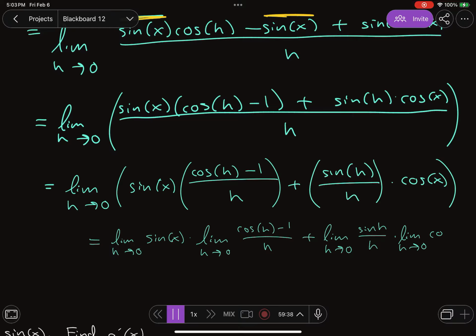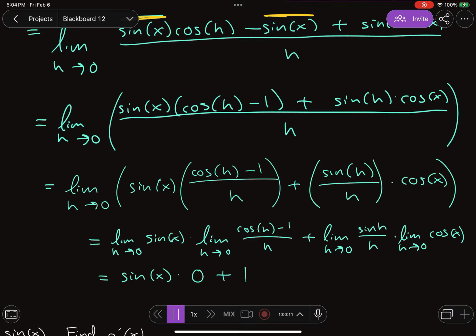This limit right here, a famous limit we've evaluated in class many times, that's 0. Also a famous limit coming up right here. Famous limit, we use a squeeze theorem argument and the area of some triangles. That's 1. And last but not least, we have the limit as h approaches 0 of the cosine of x.